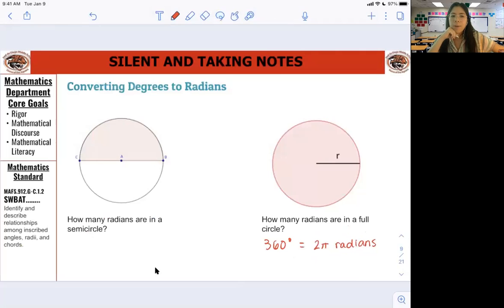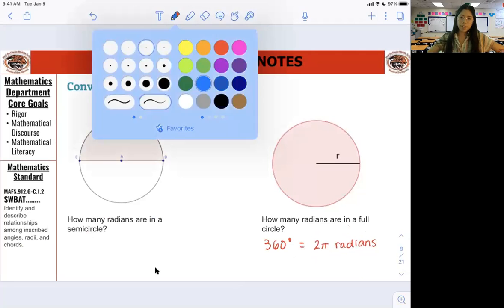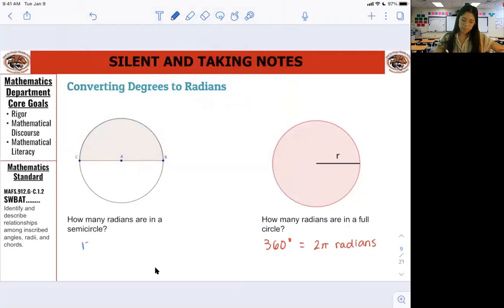Now, how about the other one? How many radians would be in a semicircle? Half of a circle. That's 180 degrees, but how many radians would that be? Just 1 pi. So a full circle is 2 pi radians. Half of a circle is just pi.